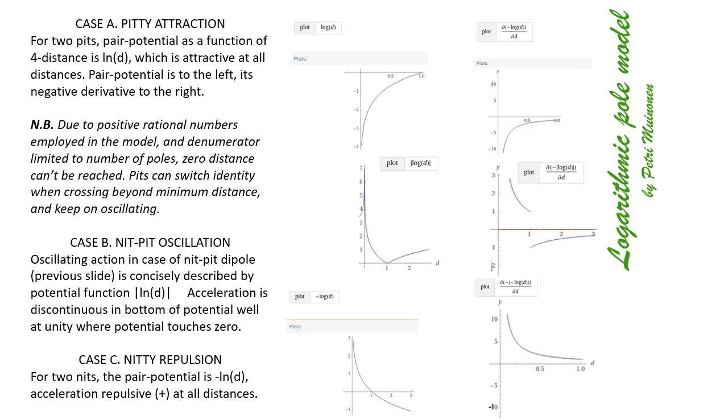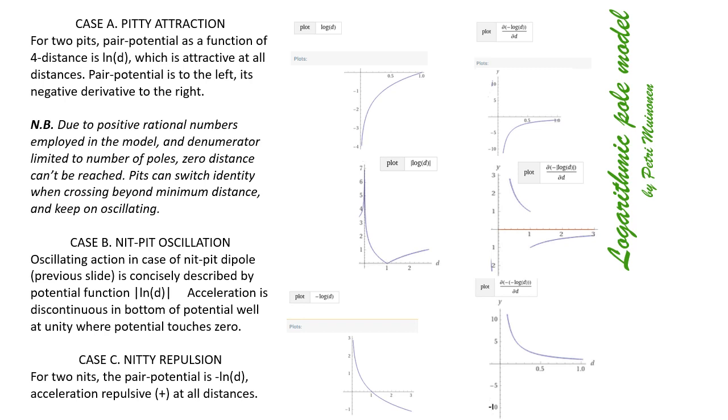Then when we take two opposite signed poles, nit and bit, we can see that there's practically the absolute value of the logarithm of d between them as a potential function, and it is shown here.